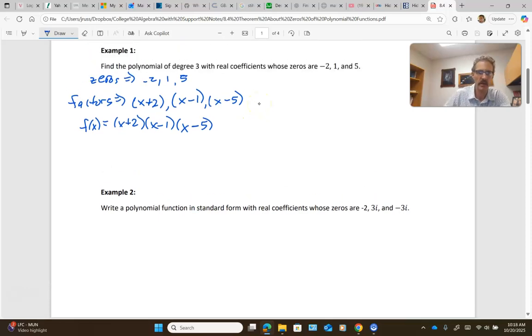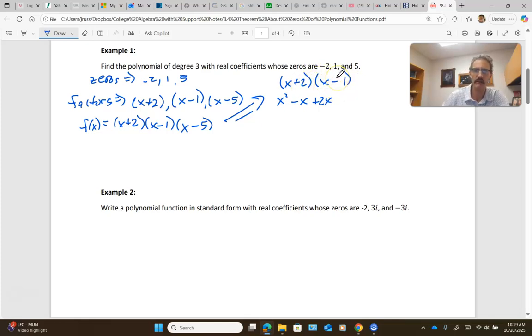And so I'm going to come up here, and I'm going to multiply my first two binomial factors together first. Remember, we do these two at a time. So x times x is x squared. x times negative 1 will be negative 1x. And then we'll distribute the 2 here. 2 times x will be 2x.